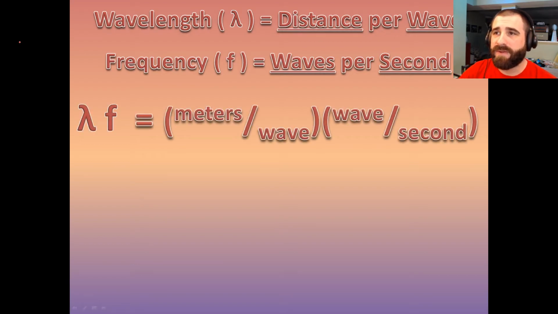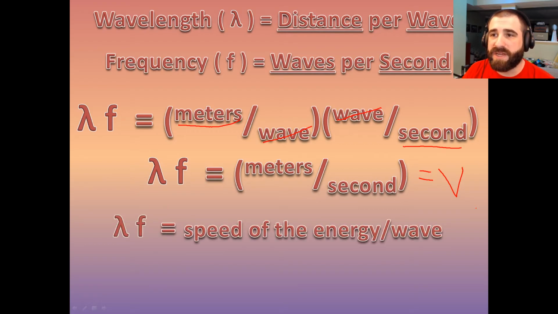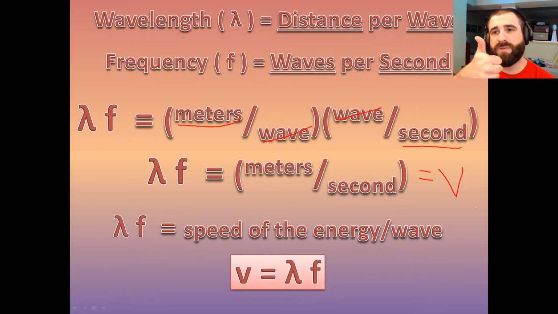Yeah, we multiply them, right? Because if we do that, we get meters per wave and waves per second. Well, the waves in the denominator and the waves in the numerator cancel out. So we're left with meters in the numerator, seconds in the denominator. Meters per second. There we go. That's speed, V. So the speed of the energy of the wave is just lambda times f. V equals lambda f. Cool.